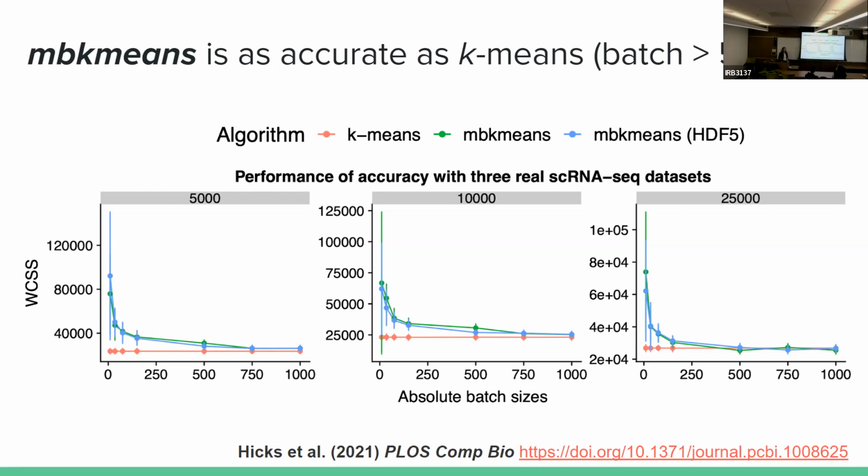And one question I often get is, what happens if you have rare cell types? If anybody wants to talk about that at the end, I'm happy to answer that question. Basically, our recommendation is just to pick a larger batch size if you have really, really rare cell types. So happy to talk about that if you want.